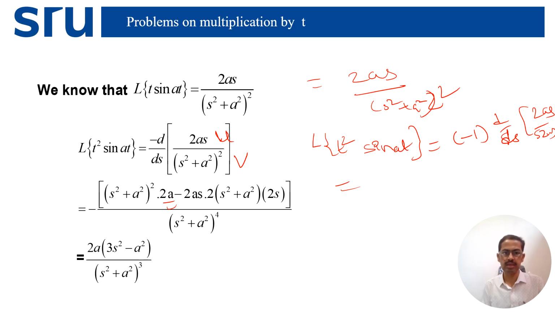What do you say here? Minus 2 minus 1, right? And the derivative of s square is 2s, right? Then s square plus a square whole square. Now simplify this, you would get this form, right?